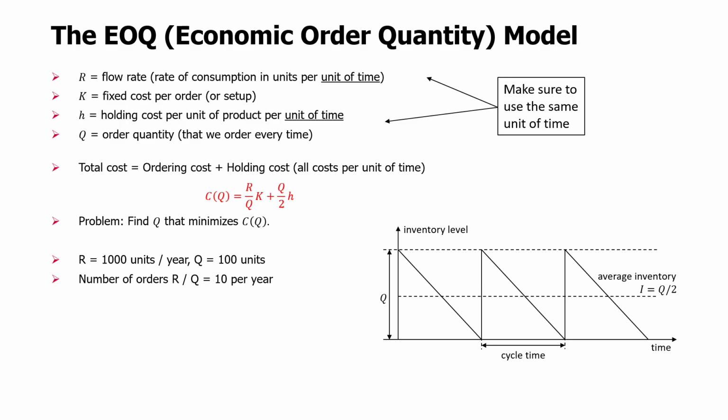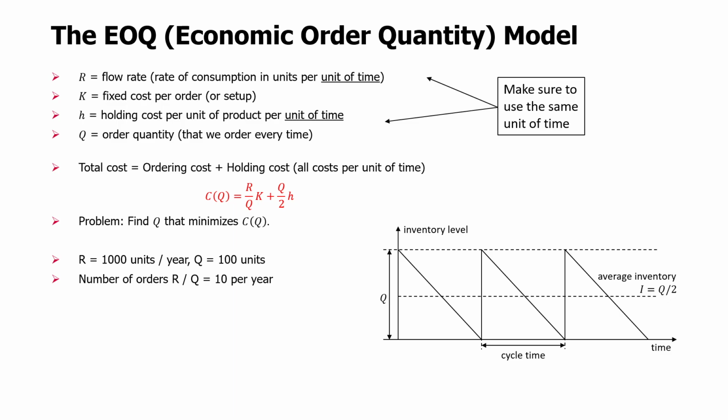How is it calculated? Well, observe that if you order Q and then deplete the inventory down to 0 and then again order Q and deplete it to 0, your inventory varies from 0 to Q, and on average it is going to be Q over 2. So if you calculate a holding cost, we should apply it to the average inventory level Q over 2.